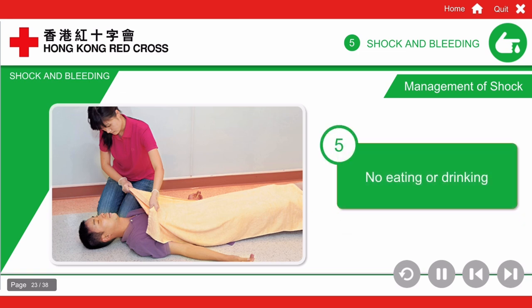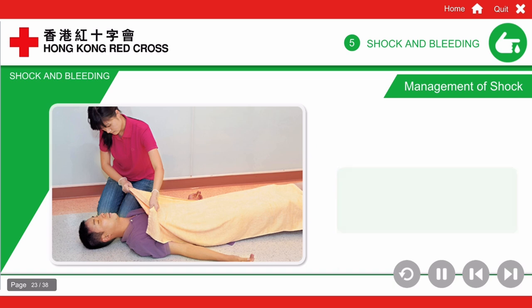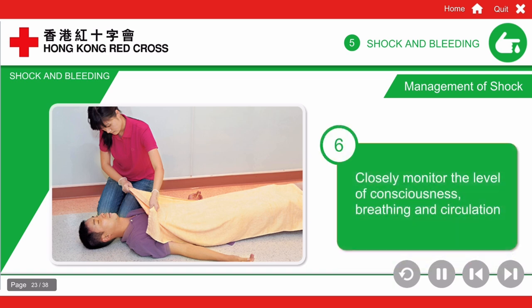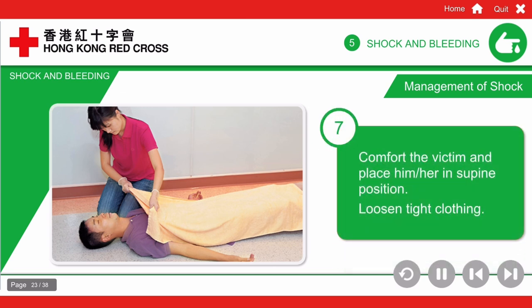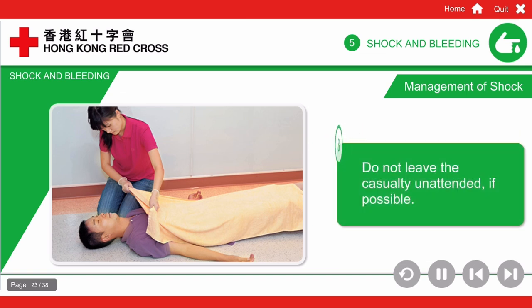Do not allow the victim to eat or drink. Meanwhile, closely monitor the victim's level of consciousness, breathing, and signs of circulation. You can also comfort the victim and place him or her in supine position. Loosen tight clothing to reduce constriction at the neck, chest, and waist if necessary. If possible, do not leave the victim unattended. Bear in mind that the most important procedure is to send the victim to hospital as soon as possible.